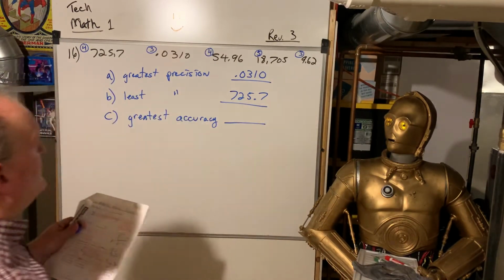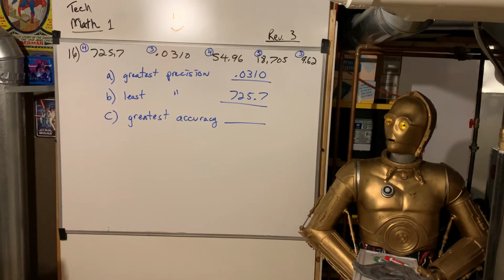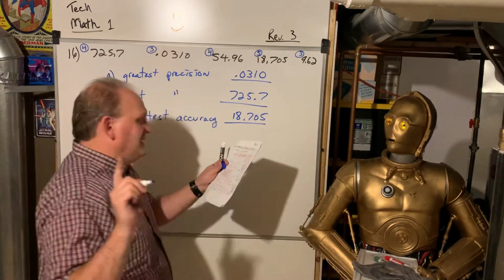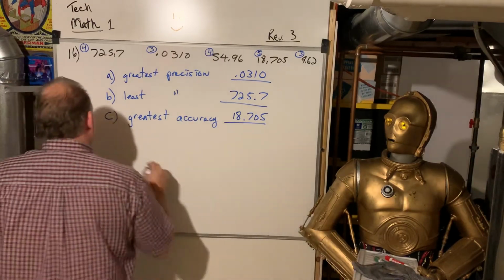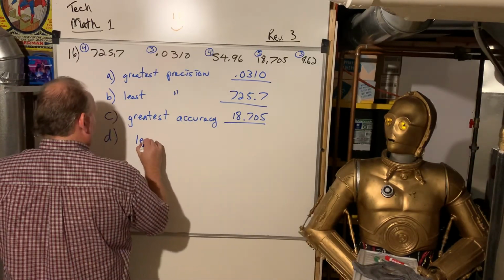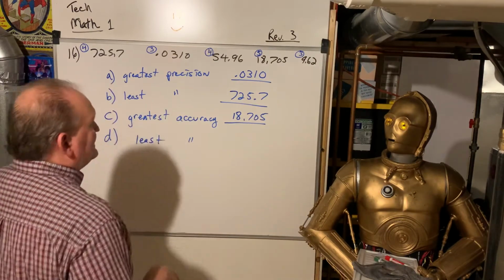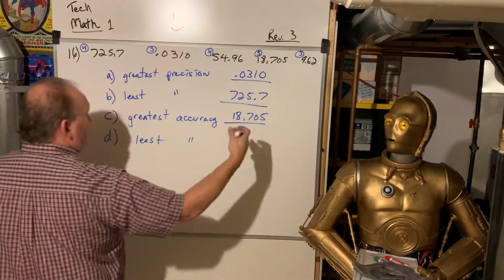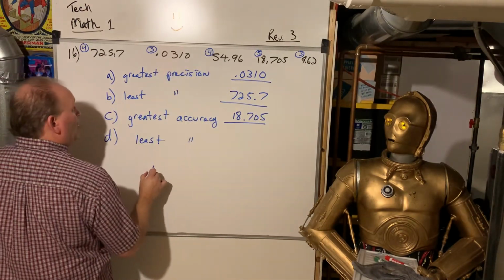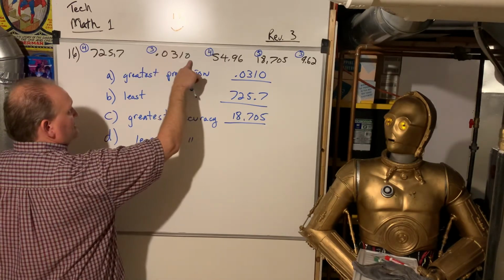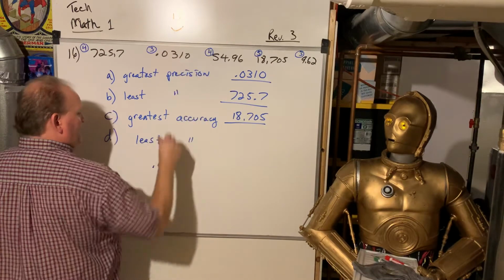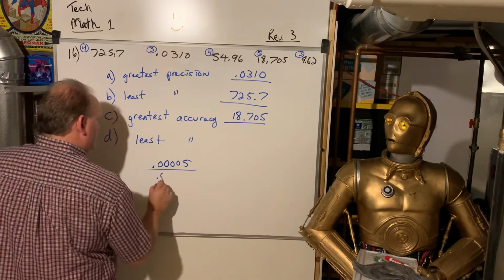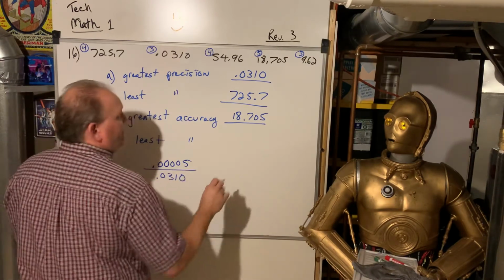The one with the greatest accuracy is the one with the most significant digits, which is that, so 18.705. But now the least accurate, that is a toss-up. The one that's least accurate is because this has 3 and this has 3, so then you have to do that trick where you take 0.0, however many places that is, so 0, 0, 0, 0, and then throw a 5 on. So 4 zeros and then a 5, and then divide it by the original number. That gives you relative error, okay?